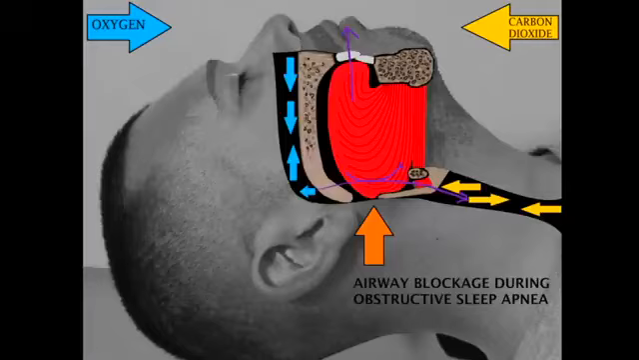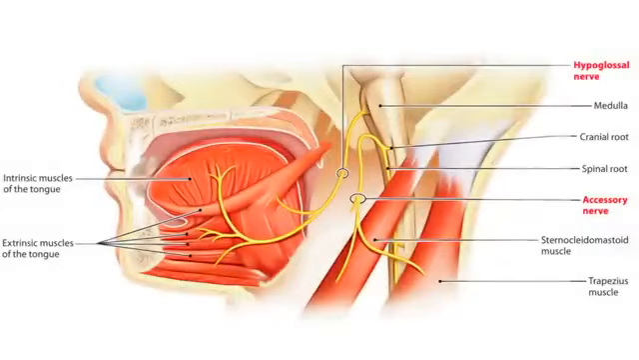So sleep apnea can be treated with CPAP. It can also be treated with a dental device. What's another way that we can treat it? This is something that's relatively new that's come out in the last maybe 5, 6, 7 years, and this is something called a hypoglossal nerve stimulator.